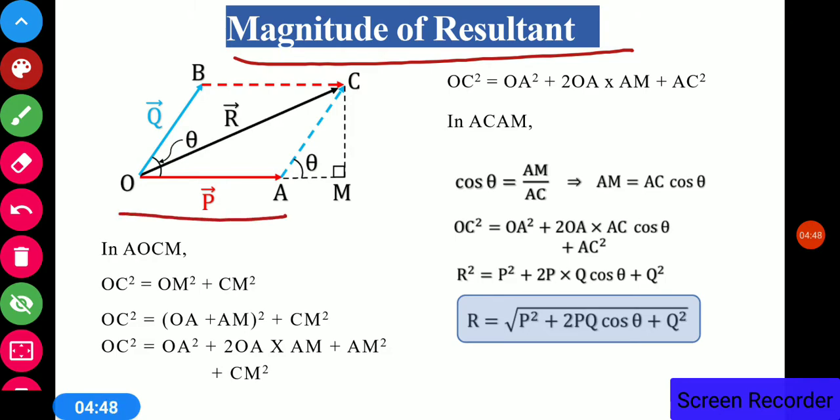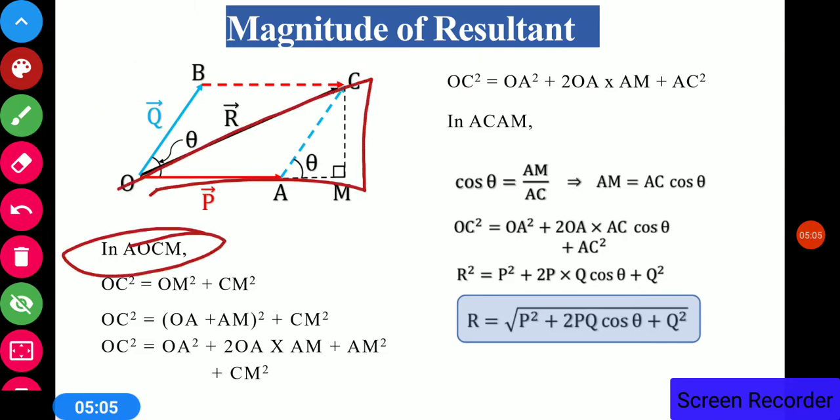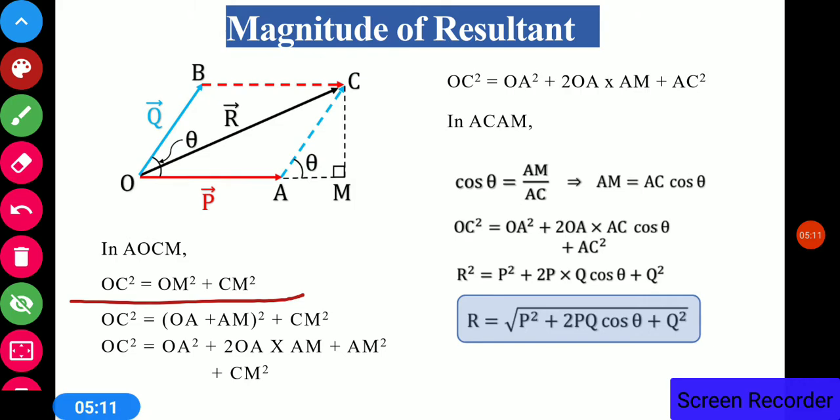Now, suppose P and Q are two vectors along the two sides of a parallelogram, then their diagonal gives the resultant. So now we are finding the magnitude of vector OC analytically. In triangle OCM, according to Pythagoras theorem, OC square is equal to OM square plus MC square.